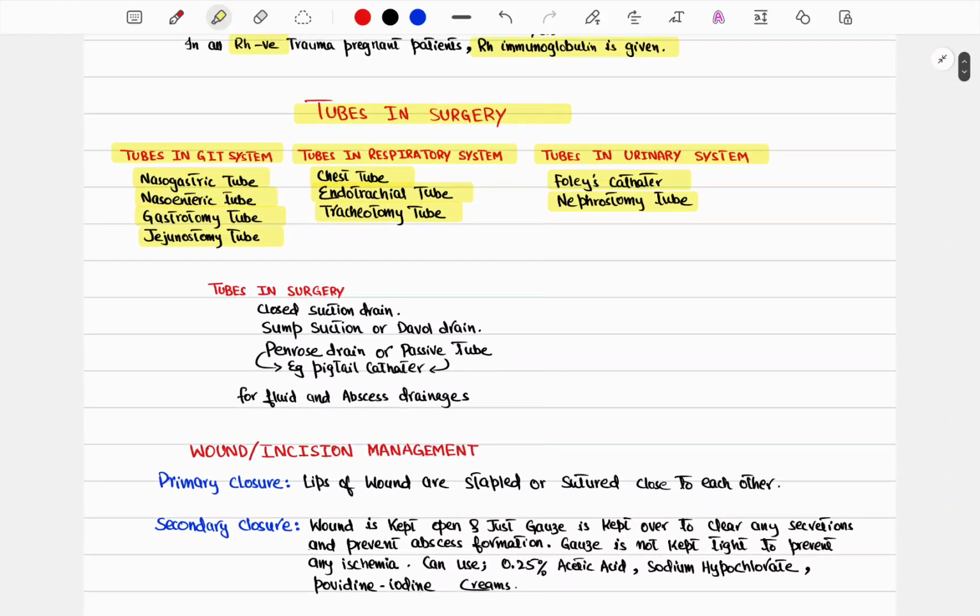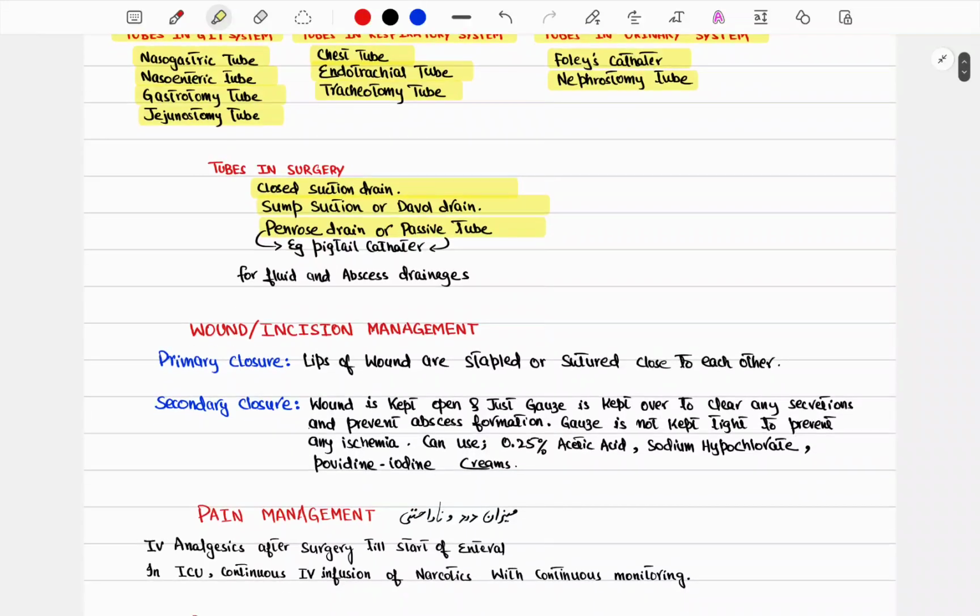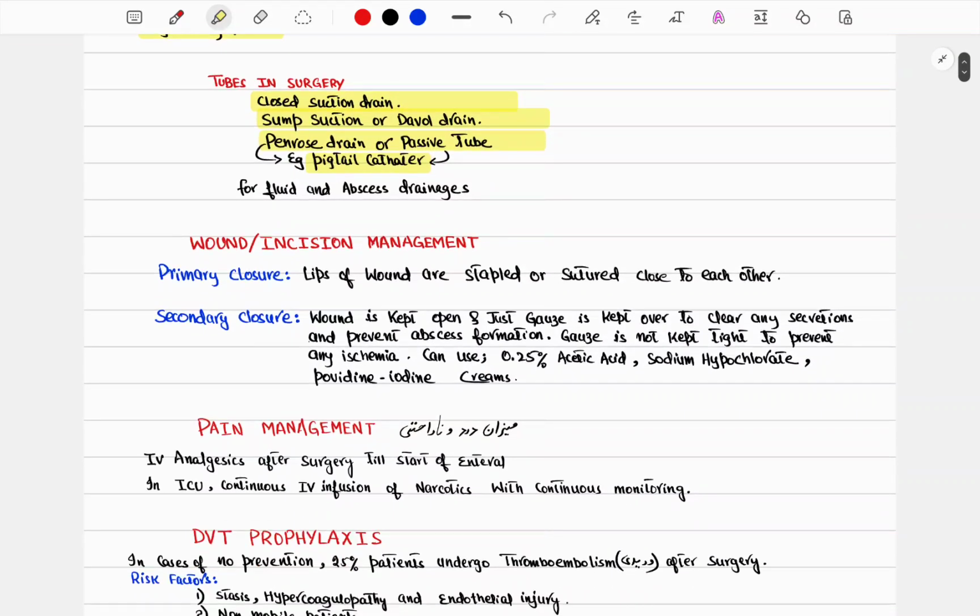And tubes which are used in surgery are closed suction drain, stump suction or Jackson-Pratt drain, Penrose drain, which is also a passive tube, and for example a pigtail catheter. Also for fluid and abscess drainage, these pigtail catheters can be used.